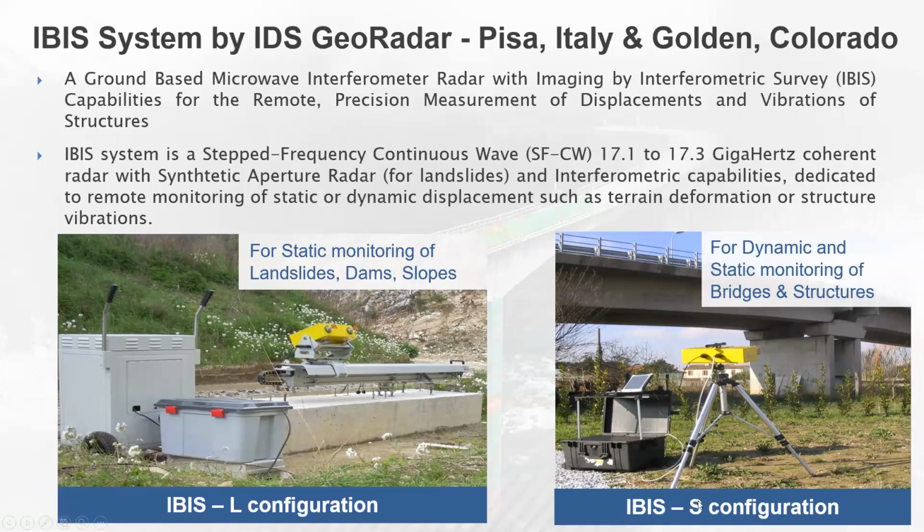Today we're going to be focused on the IBIS-S for structures. Its system is the same electronics and antennas. These are the antennas shown here. It runs into a notebook in the field, battery powered, and you set it up very quickly on a tripod and focus it on the bridge or structure. It is a step frequency radar that goes from 17.1 to 17.3 gigahertz. It uses synthetic aperture radar to locate where the landslides and slopes specifically are moving, because it's static in that case by going back and forth. But in this case, we are focused on the structure.